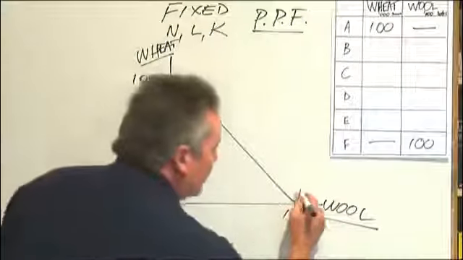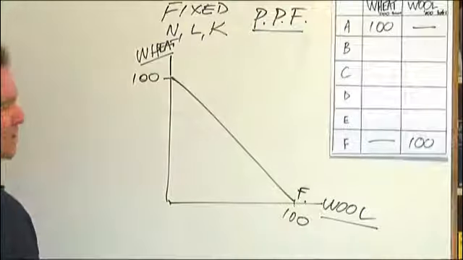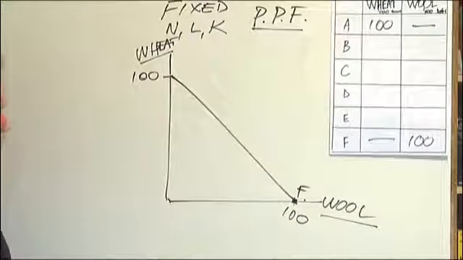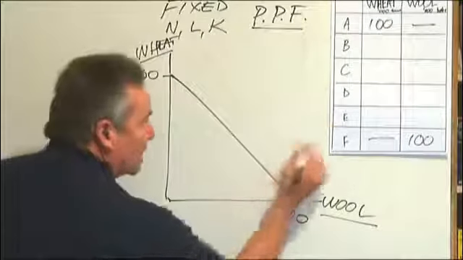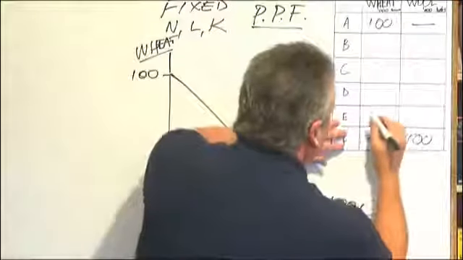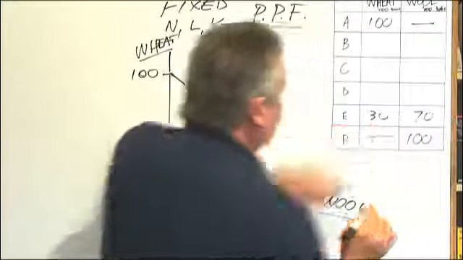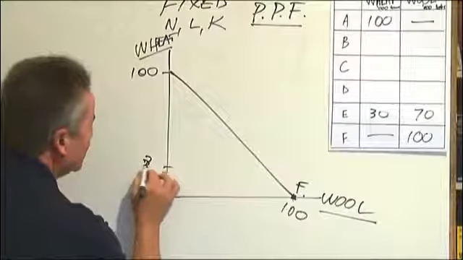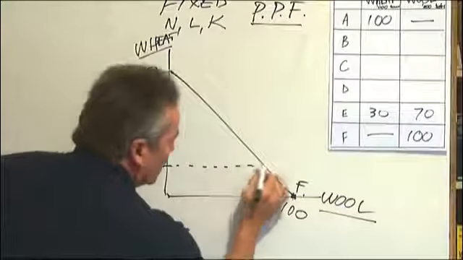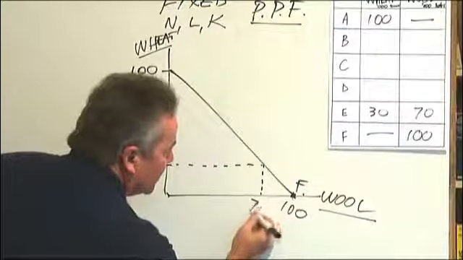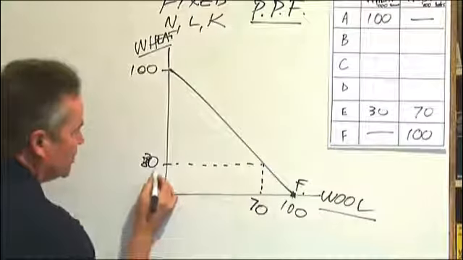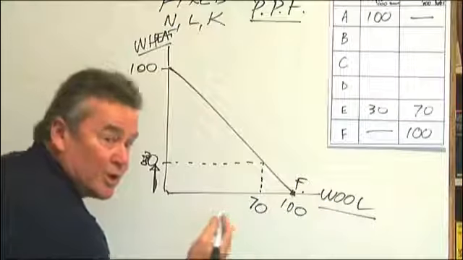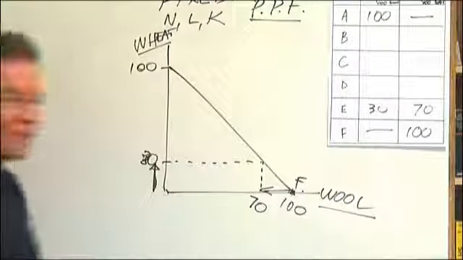So let's say we were operating down here at point F initially. So we were allocating all of our resources to production of wool. And let's say we decided to move to, say, point E. We wanted to expand our level of production of, say, wheat from 0 to, say, 30 units. Now, what we can see straight away is that in order to increase our production of wheat, we need to curtail our production of wool.